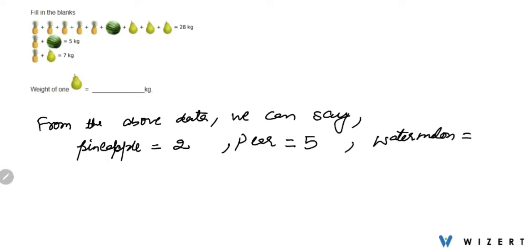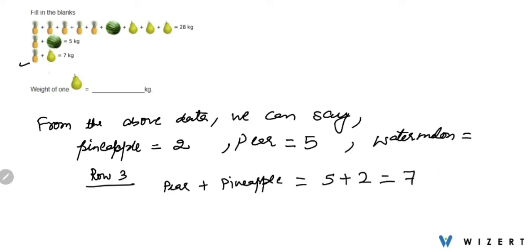First see pear plus pineapple. In the last figure we can say pear plus pineapple gives 7. So if we have assumed pear as 5 and pineapple as 2, then in row 3, pear is 5 and pineapple is 2. So 5 plus 2 will give 7, and in the third row it is given 7 kg. Hence we have assumed the pear and pineapple values correctly.